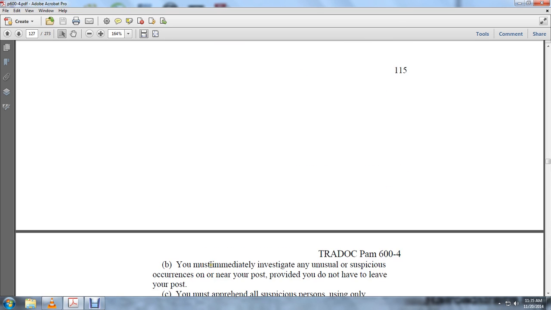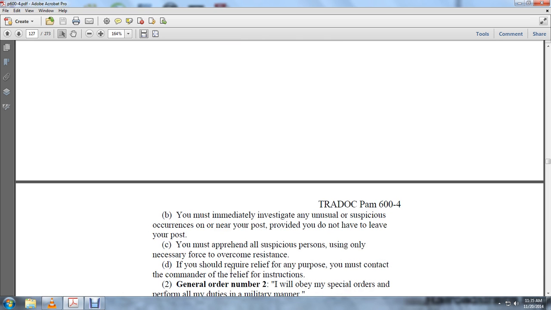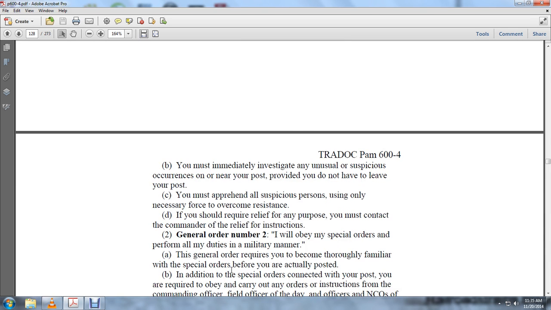You must immediately investigate unusual or suspicious occurrences on or near your post, provided that you do not leave your post. You must apprehend all suspicious persons, using the necessary force to overcome resistance. If you require relief for this purpose, you must contact the commander of the relief. General orders also require that you obey the special orders and perform all duties in a military manner. You must become thoroughly familiar with the special orders before you actually go on post.